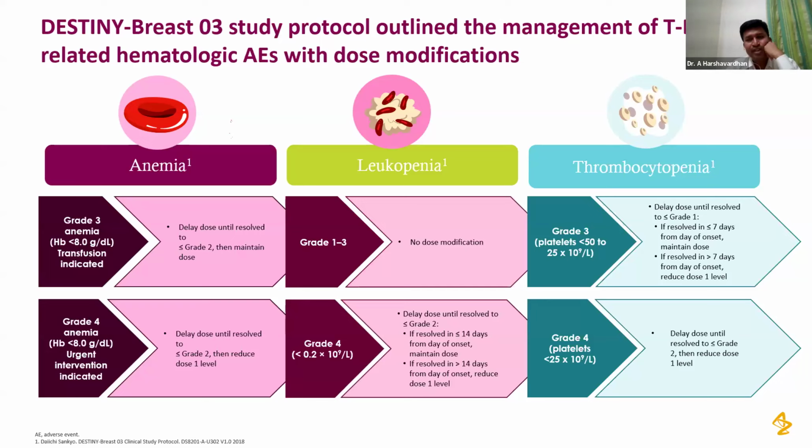For thrombocytopenia, for grade 3, we should watch whether it resolves in less than 7 days from the day of onset, in which case maintain the same dose. If it takes more than 7 days to resolve, reduce to dose level 1. For grade 4, we have to reduce to dose level 1 once it is resolved.